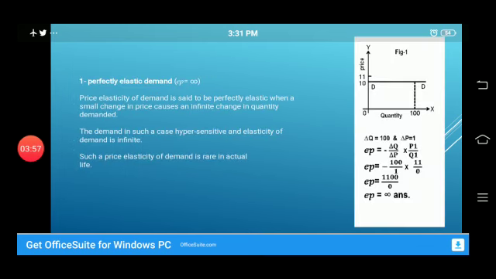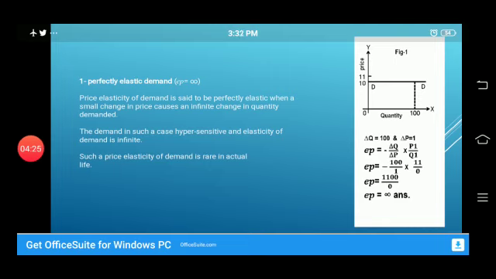Number 1, perfectly elastic demand. What is perfectly elastic demand? Elasticity of demand is said to be perfectly elastic when a small change in price causes an infinite change in quantity demanded. It means that just a little change in price causes a huge, an infinite change in quantity demanded. That is known as perfectly elastic demand.